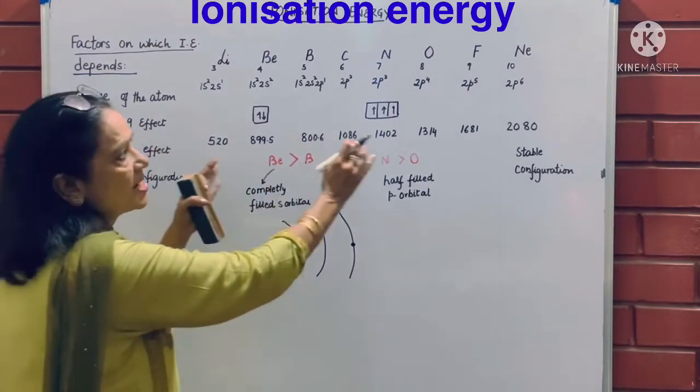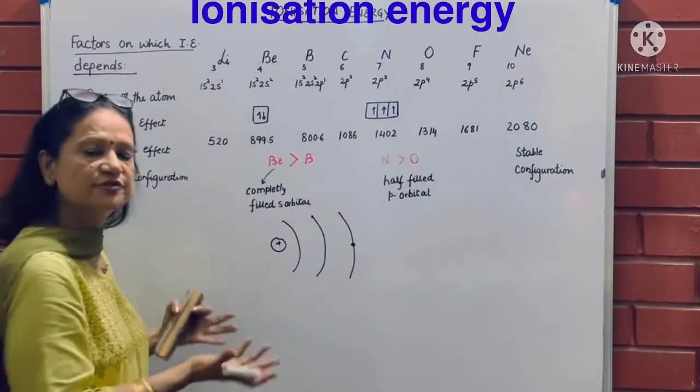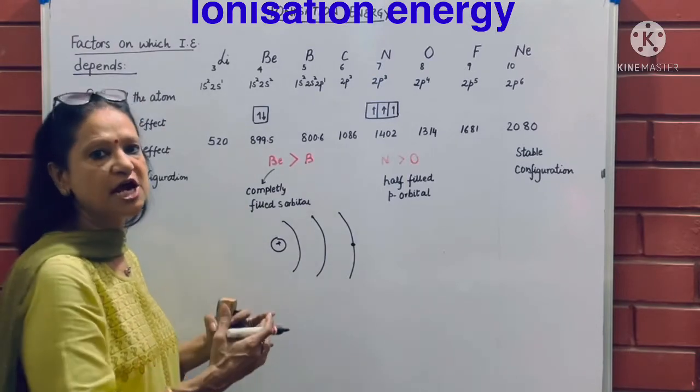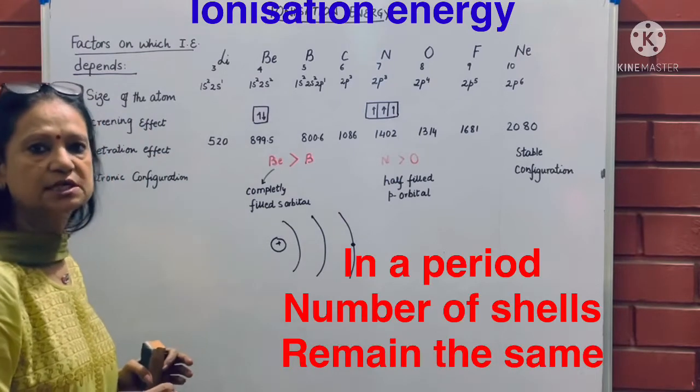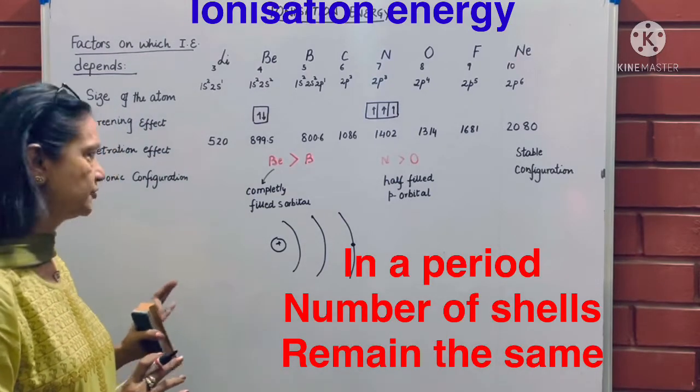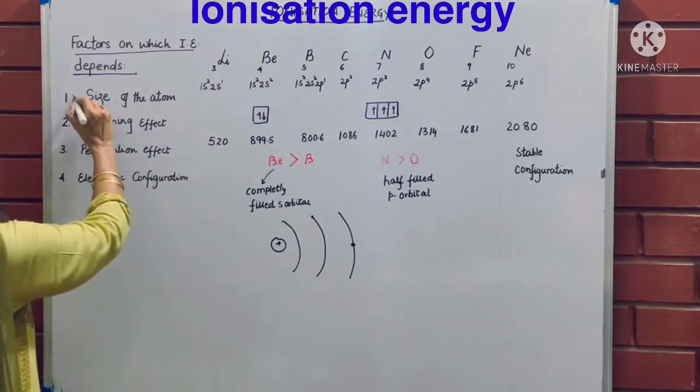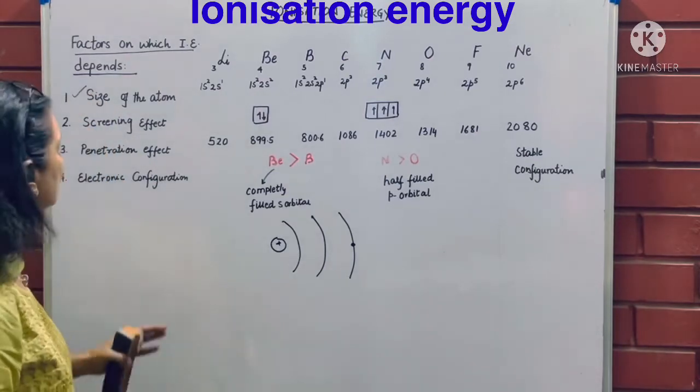Whereas from left to right in the periodic table, the number of shells is the same, but nuclear charge goes on increasing. That is why more and more energy is required to take out an electron. So first is the size of the atom, and how ionization energy depends on that.